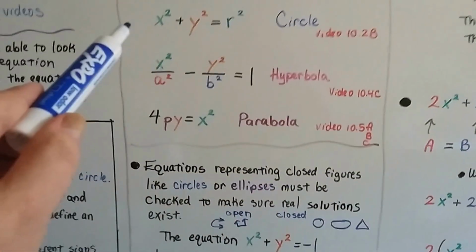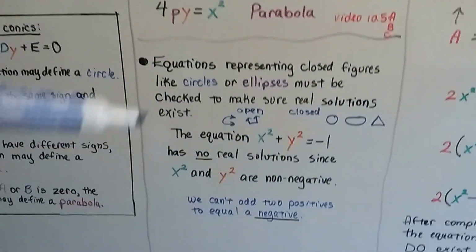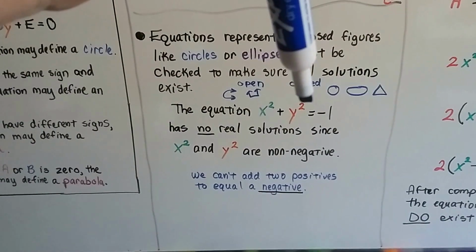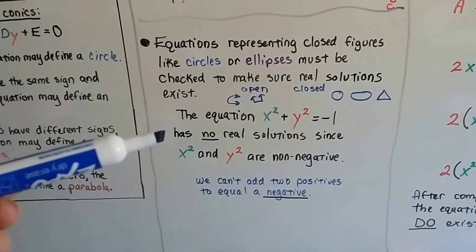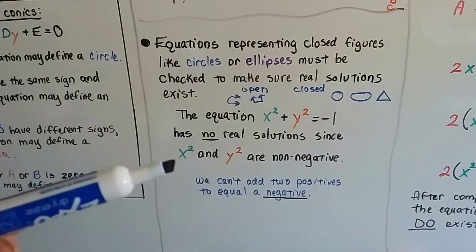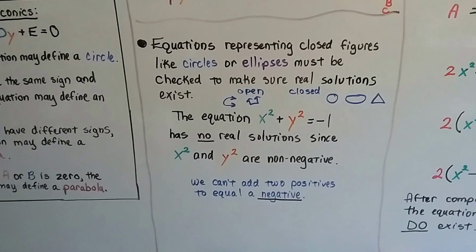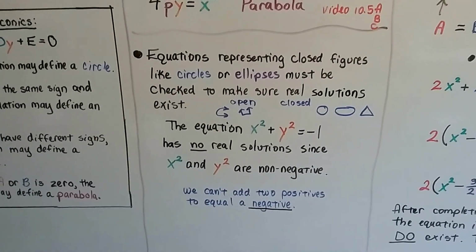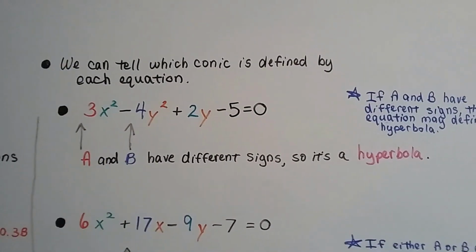So for a circle, we have x squared plus y squared equals r squared. If we saw an equation where x squared plus y squared equaled -1, well, there's no real solution. X squared and y squared are non-negative, okay? They're either 0 or they're positive. You can't add two positives to equal a negative. That wouldn't make sense, would it? All right? So we can tell which conic is defined by each equation.